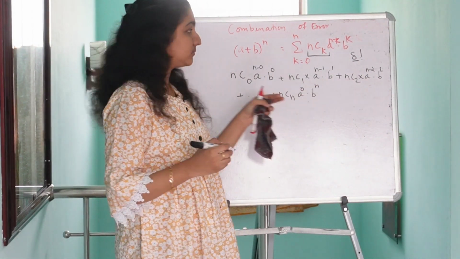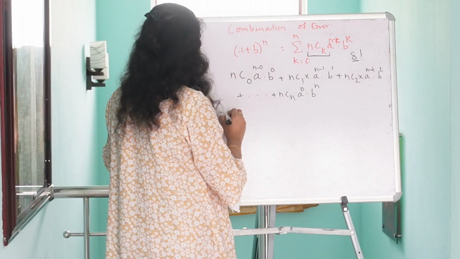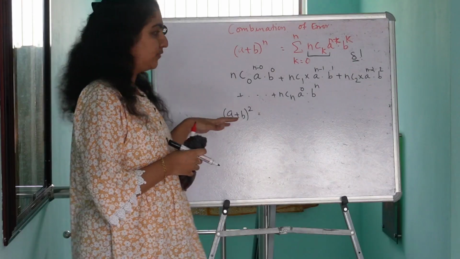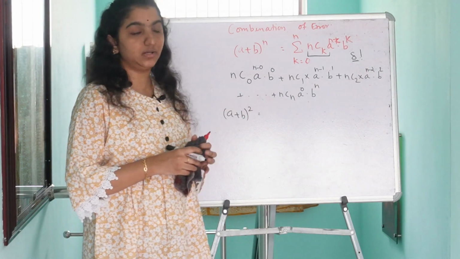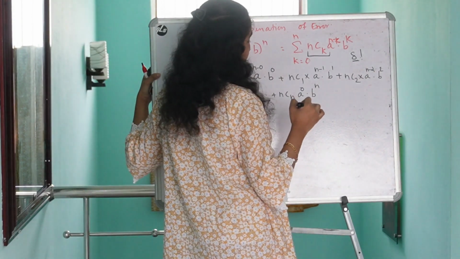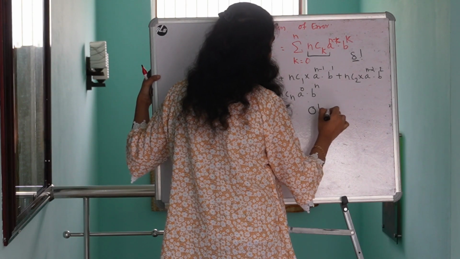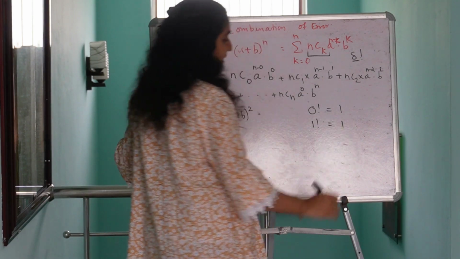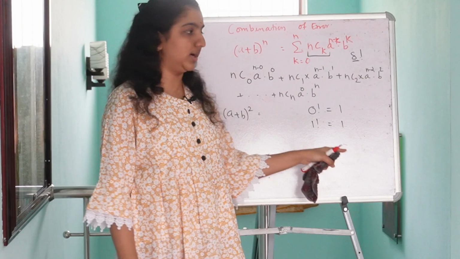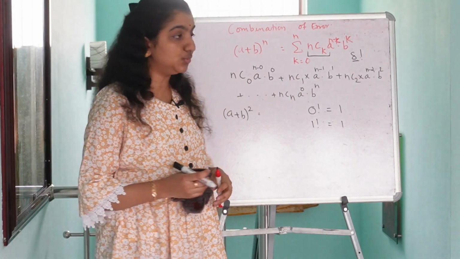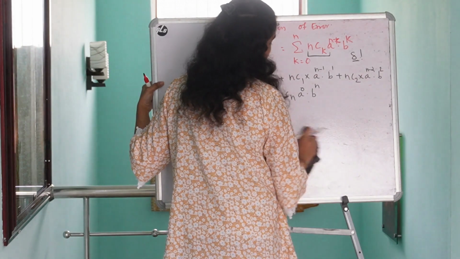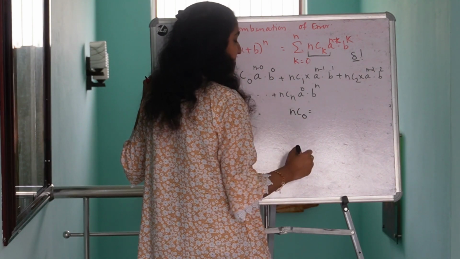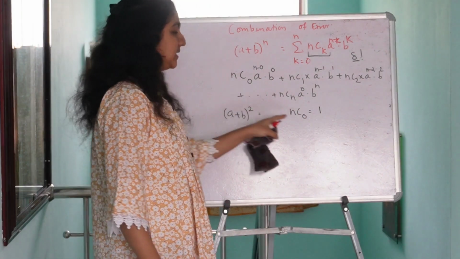Now let's apply this equation for finding what (a plus b) the whole square is equal to. Before applying the equation for finding (a plus b) the whole square, we have to remember some points. That is, 0 factorial is equal to 1, and 1 factorial is also equal to 1. Is it clear? We have to remember some more points also. That is, the value of nC0 is equal to 1.